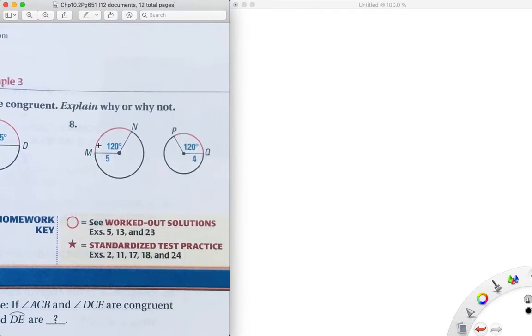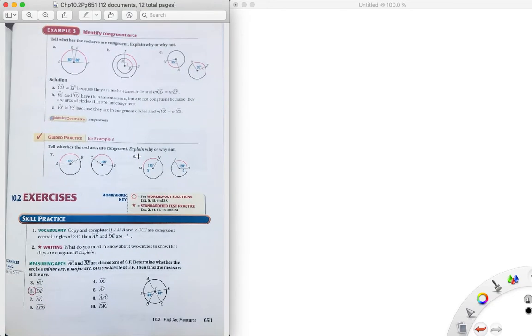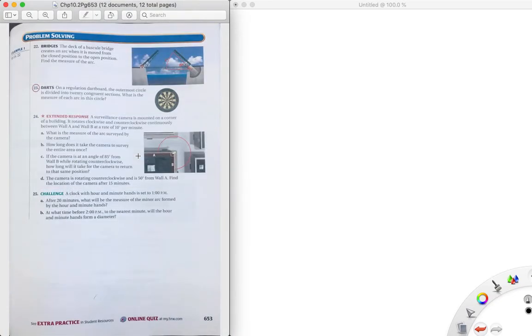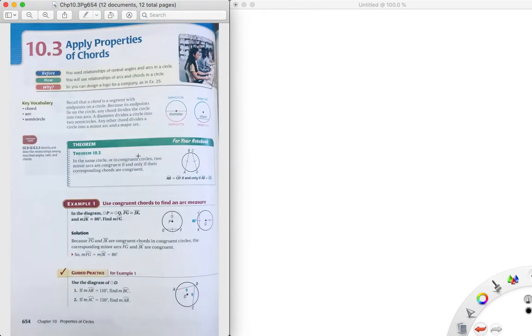Here, even though they're the same central angle, the radii are different. PQ, or Q to the center, and M to the center. This is 5, this is 4, so these are not congruent circles. If they're not congruent circles, then these arcs are not congruent as well. So no, they are not congruent arcs. So that's section 10.2.